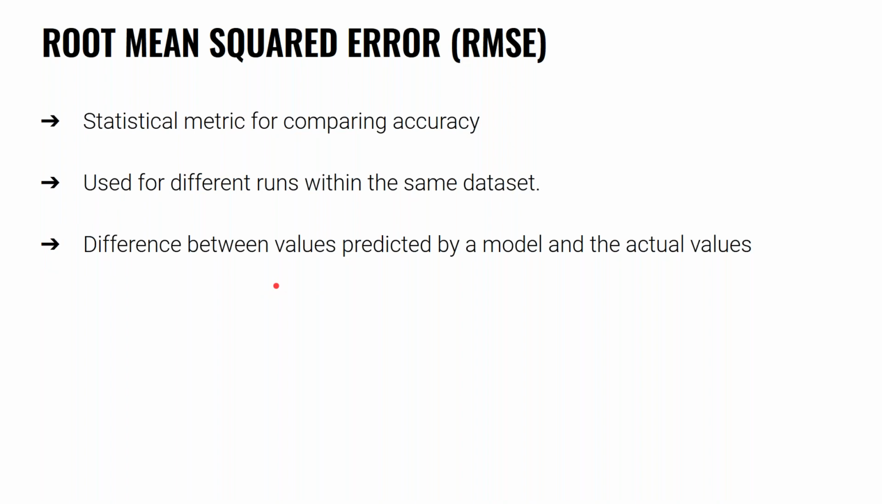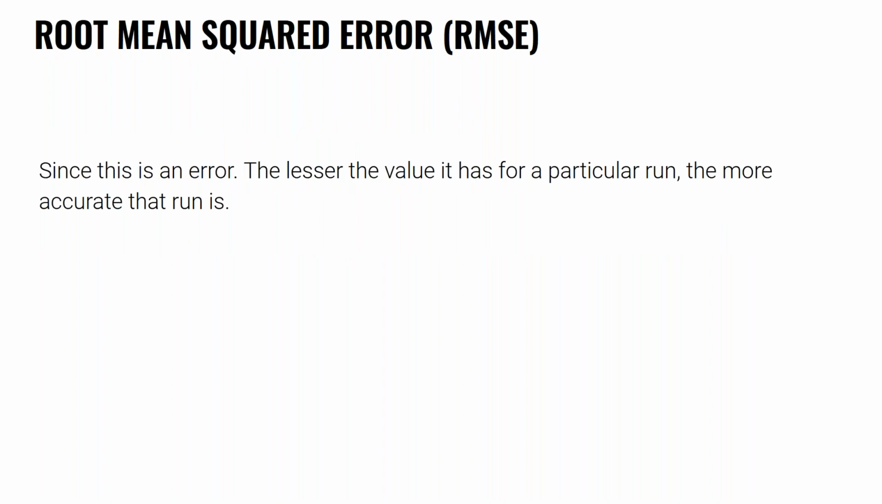And this error will tell you the difference between the values predicted by those models, those 10 runs, and the actual values, which are in 20%. And since this is an error, root mean squared error, the lesser the value it has for a particular run out of those 10, the more accurate that run is.